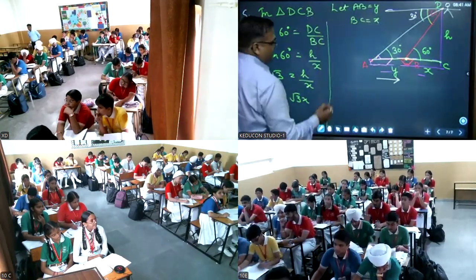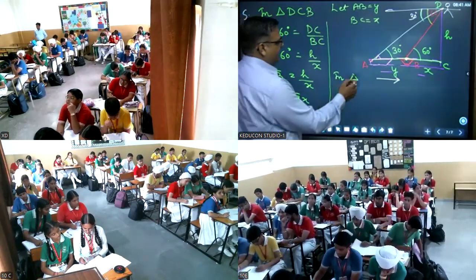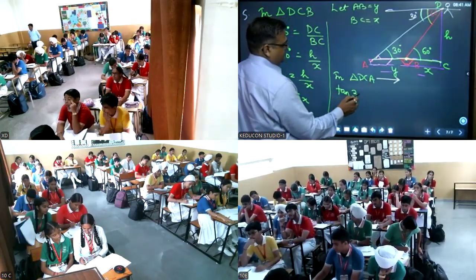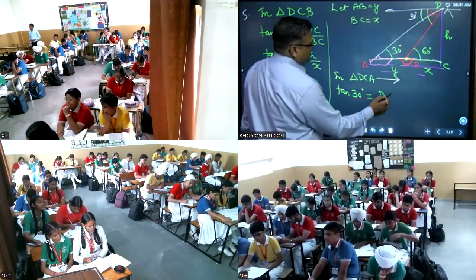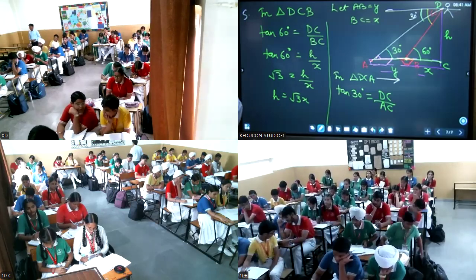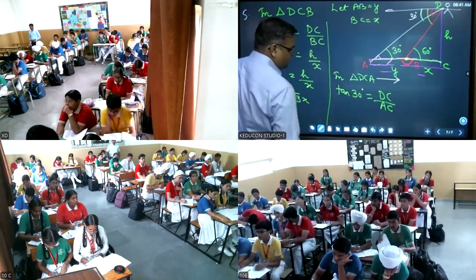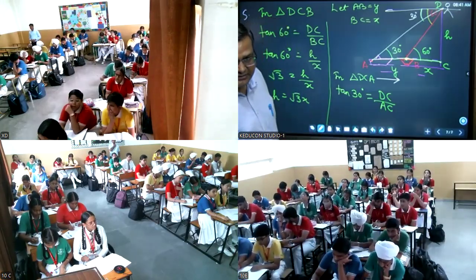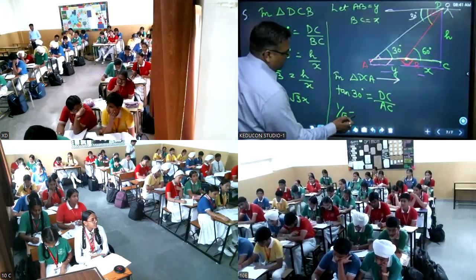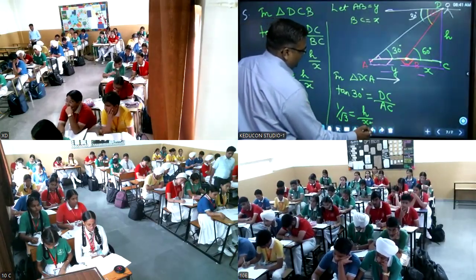Now take the second triangle. In triangle DCA, what is tan 30? It will be equal to DC upon. Is this clear, students? Now tan 30 ki value kitni hoti hai bachchon? What is the value of tan 30? 1/√3. 1/√3 is equal to DC, which is h over x plus y.